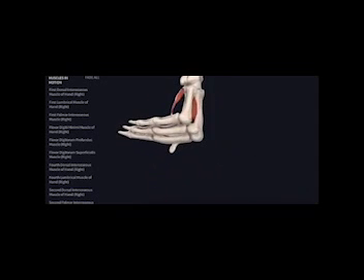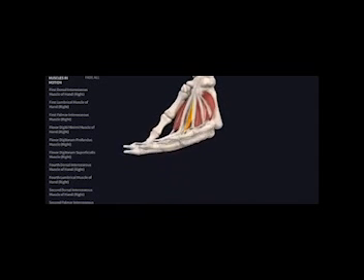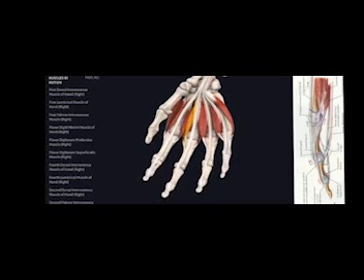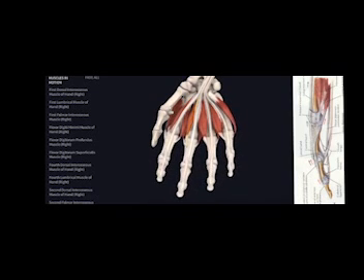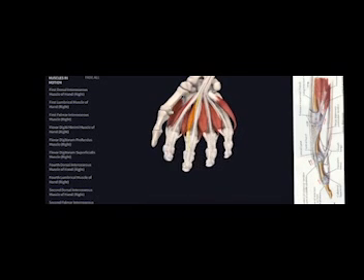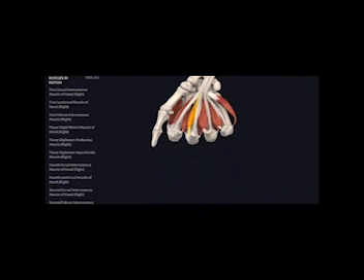But what's interesting is that the insertion point is blended with the extensor expansion. The extensor expansion hood is this connective tissue structure on the posterior or dorsal aspect of your fingers. Since it is connected to that extensor expansion, contraction of the lumbrical muscle leads to the extension of the distal and proximal interphalangeal joints, which we'll talk about in more detail later when we talk about the extensor expansion.